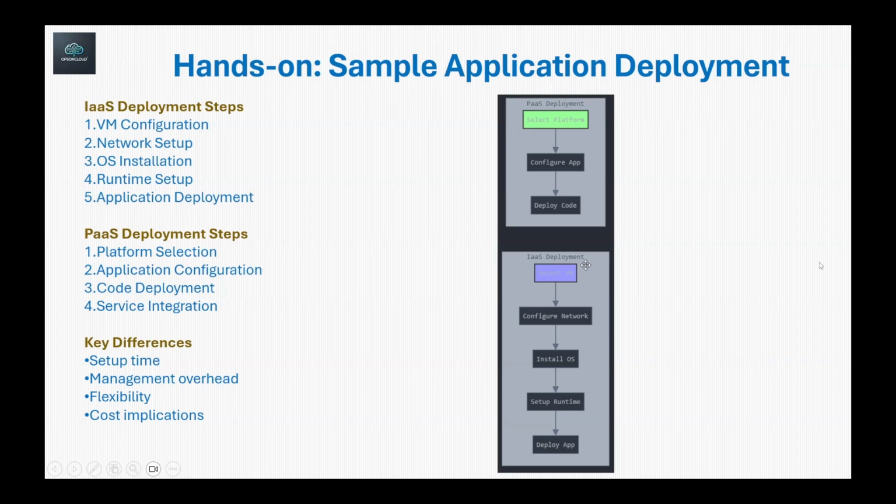The key differences here would be setup time. PaaS is usually faster because you don't have to create your VM, configure the network, or install the OS. That part is eliminated. And management overhead: IaaS requires more ongoing maintenance. Flexibility: IaaS gives you more control, whereas PaaS abstracts many details. Cost implication: PaaS might be more cost effective at smaller scale. IaaS can be cheaper if you manage everything efficiently.